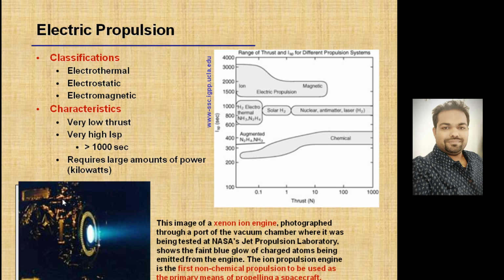This was the first non-chemical propulsion to be used as the primary means of propelling a spacecraft. It has already been used on a spacecraft, and it is a non-chemical kind of propulsion. When we talk about xenon ion, their thrust will be less, usually within the range of 10 Newton, but specific impulse in the range of 3000 seconds.